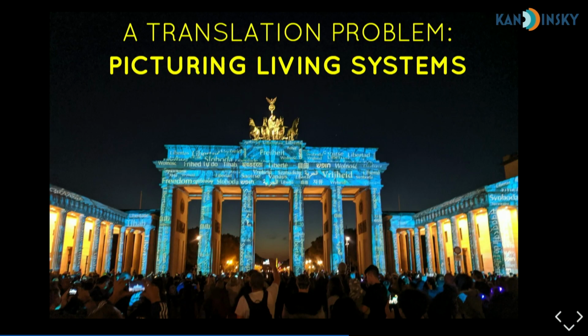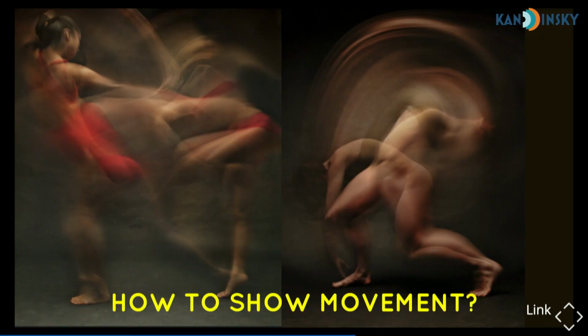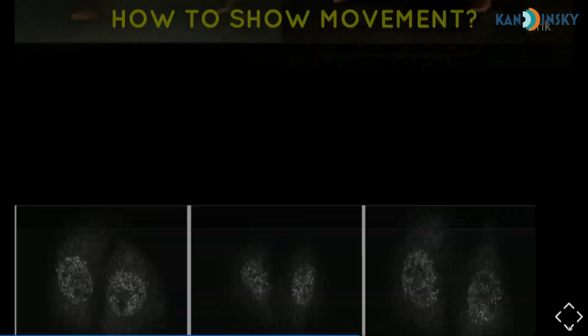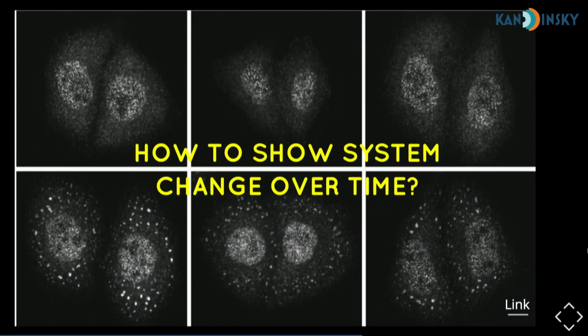By the way, everyone knows what this is, probably from here: this is the Festival of Lights here in Berlin now. It's beautiful. We need to think about how to show movement, growth in a system, death in a system. Growth over time, change over time.